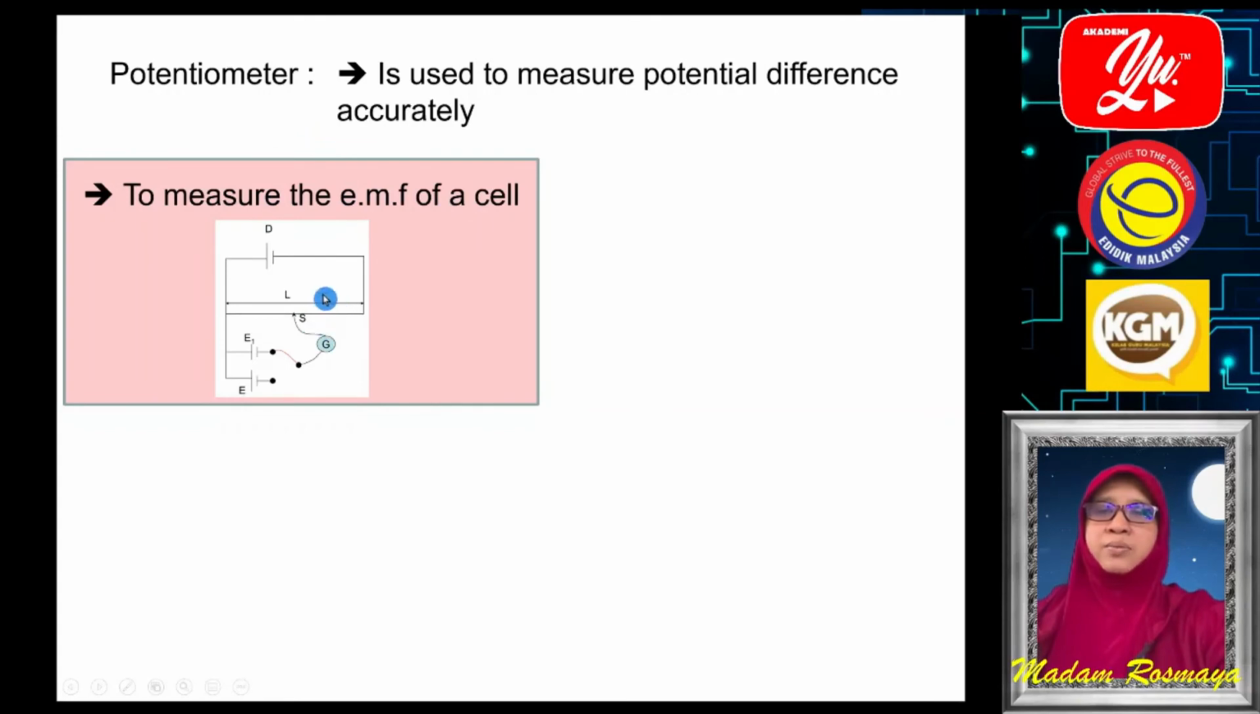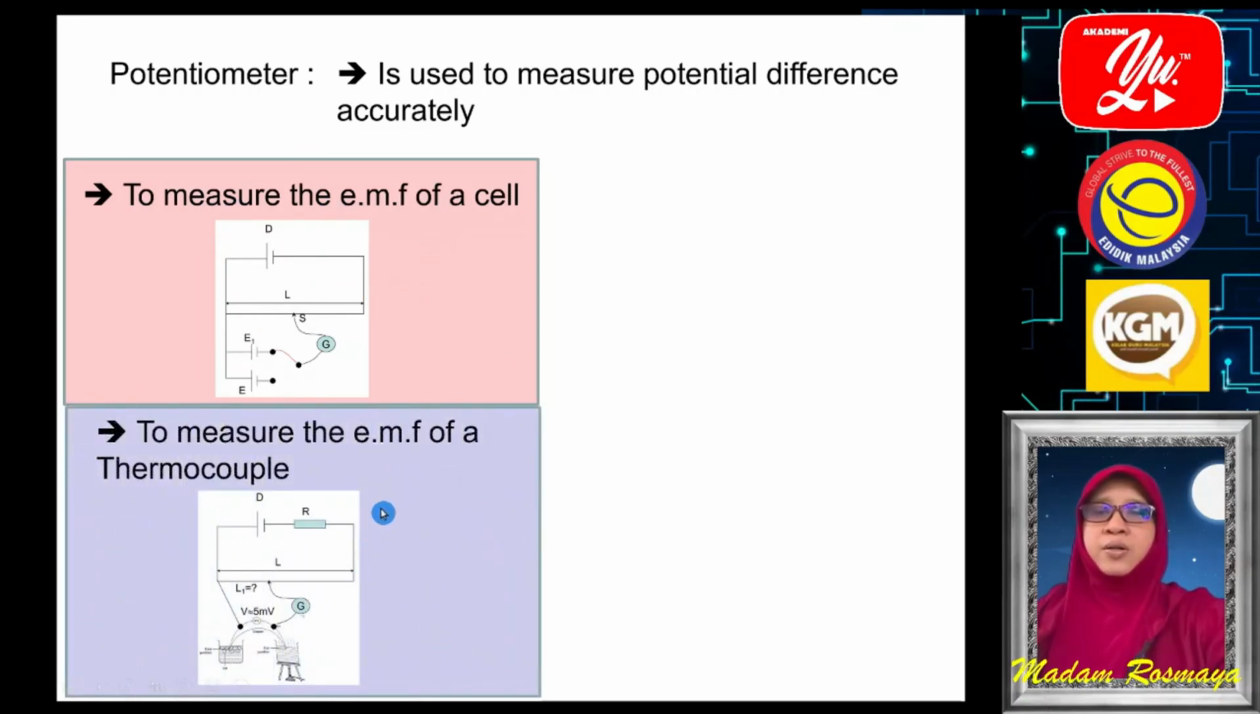This is what we discuss in the next video. First, with the potentiometer, we can make the arrangement of the circuit here to measure the EMF of a cell, or you can make another adjustment to the potentiometer to measure the EMF of a thermocouple. You can see the difference here where we put the resistance. Also, we will discuss this in the next video.